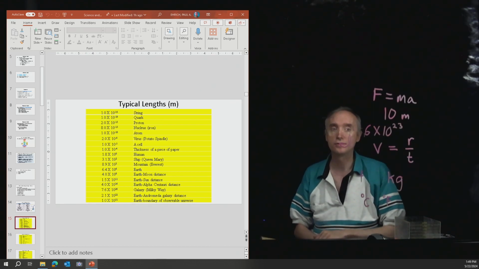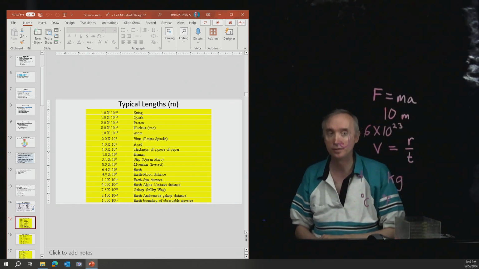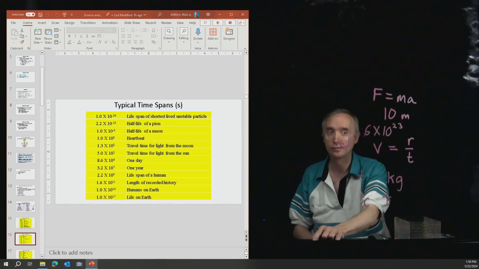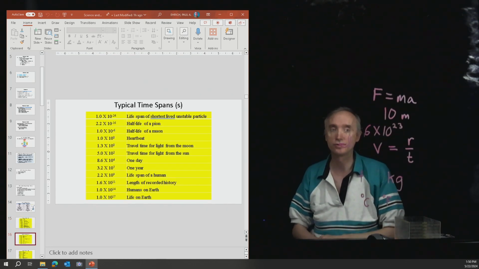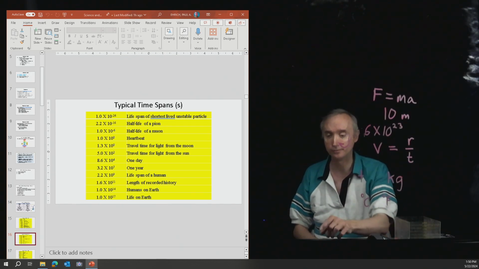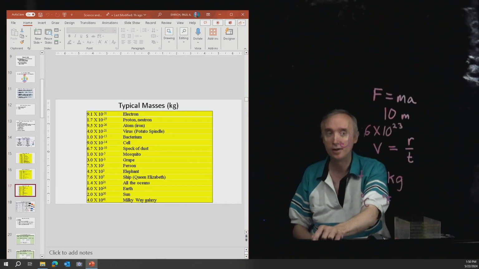So here are some typical lengths in meters written in scientific notation, which we will talk about later. And then here are some typical time spans in seconds in scientific notation. And here are some typical masses.